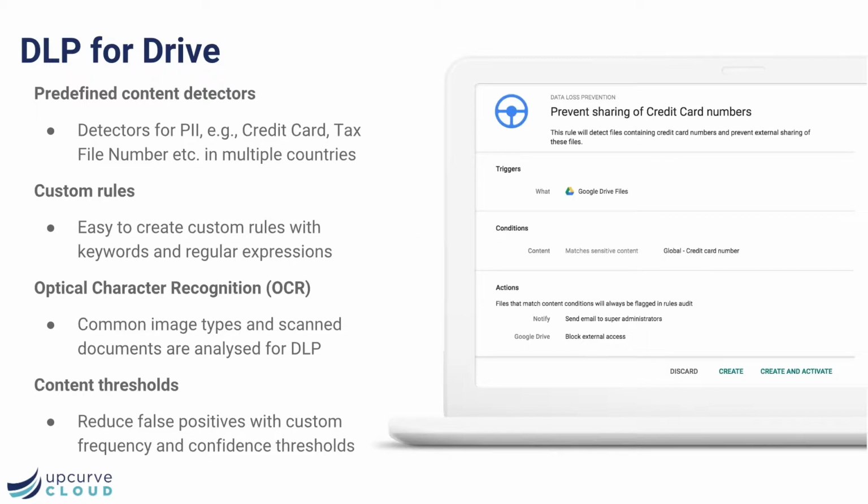Now, DLP for Drive is taking it to the next level. So it's scanning all the documents that are being downloaded and shared within your Google Drive. It also has predefined detectors like PII, credit card, tax information. It's really easy to create custom rules to be able to do certain actions within Gmail or Drive.